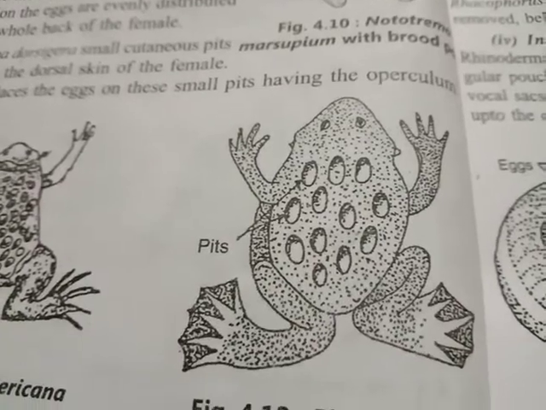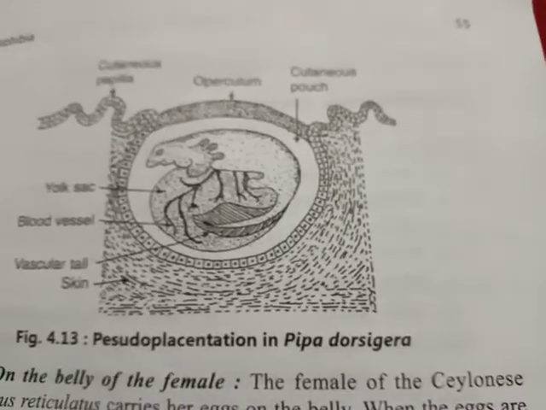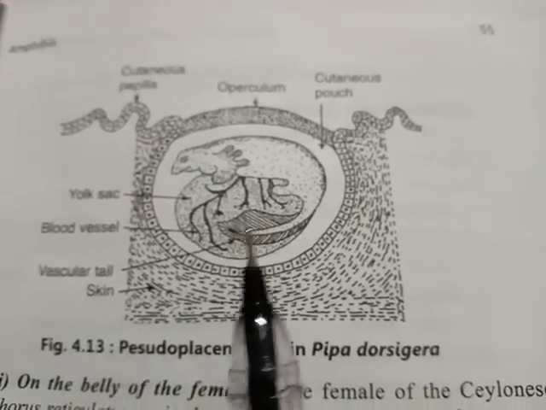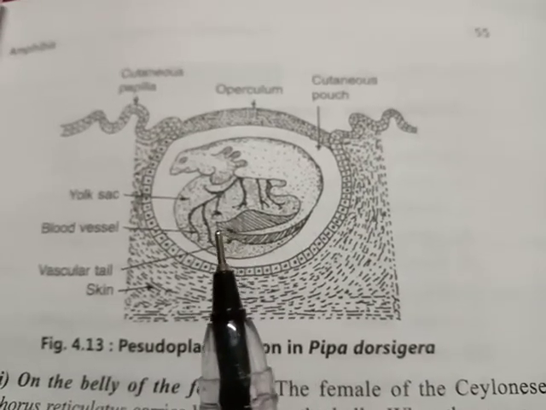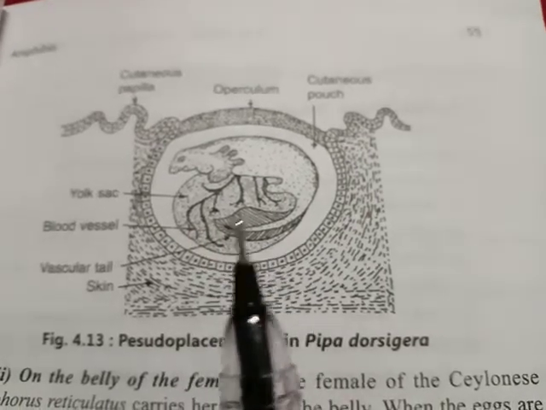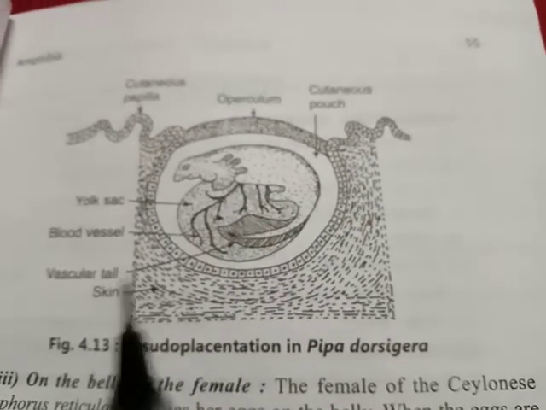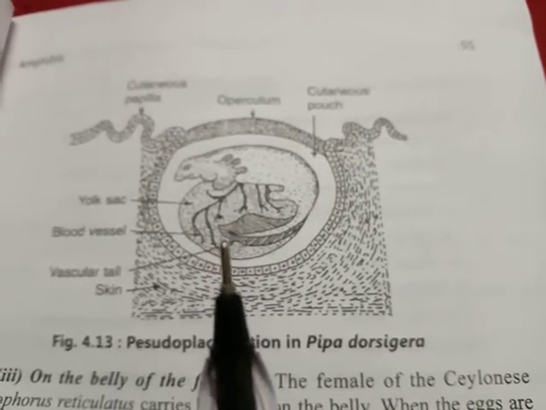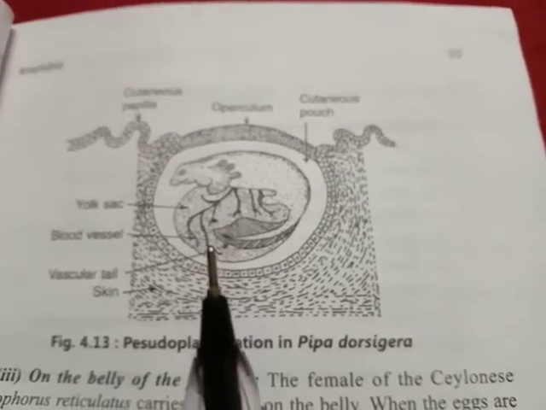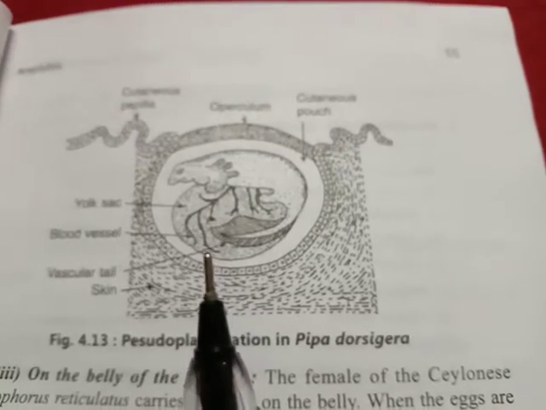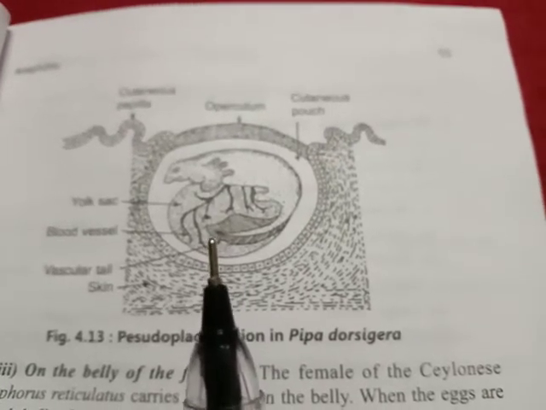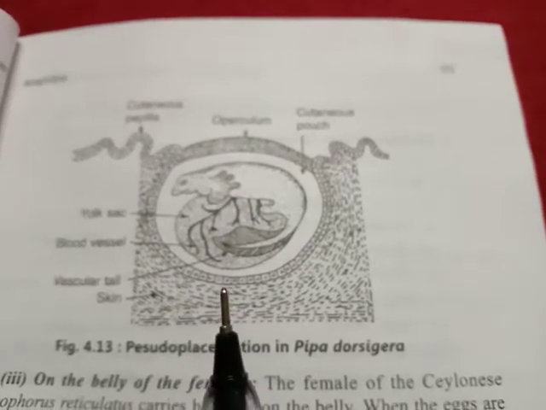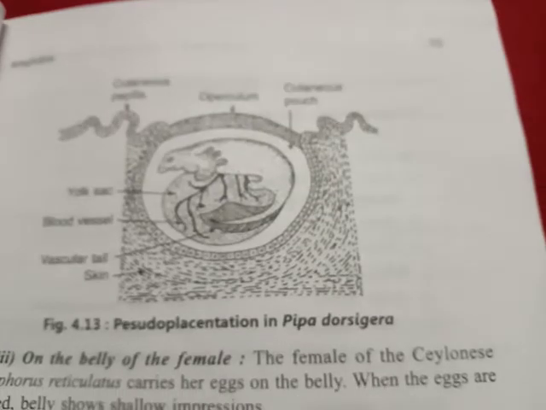This larva attains a vascular tail, and with the help of the vascular tail, that means this acts as a placenta, or it is called pseudoplacentation, through which the physiological exchange of material takes place between the developing larvae and the mother.